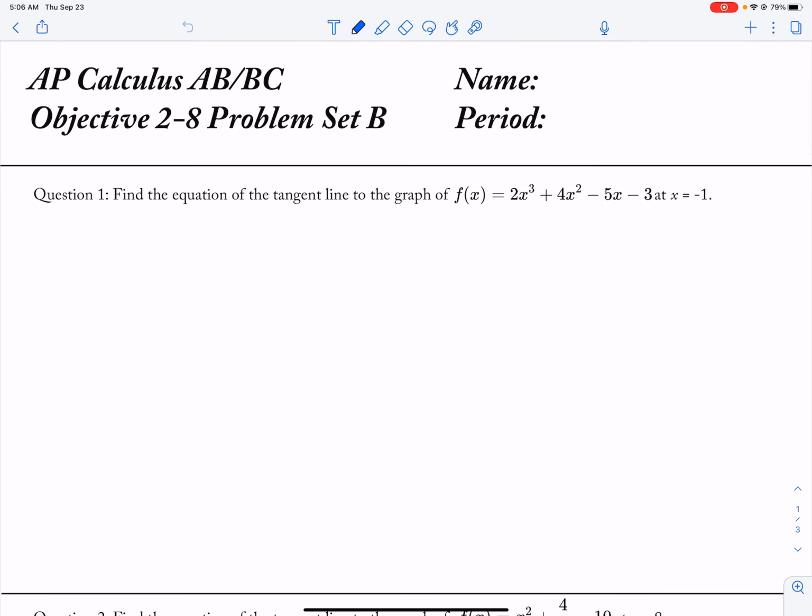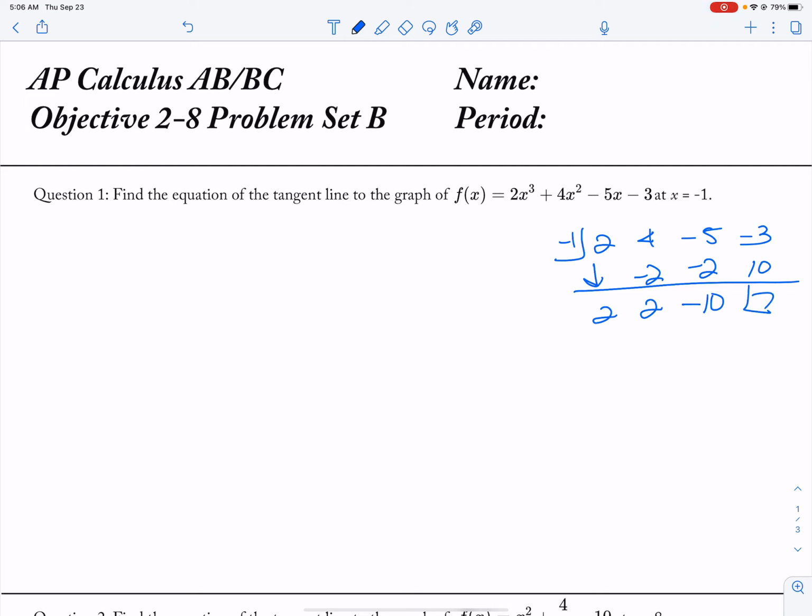So I'm going to take the derivative, and I don't have the y value. This is a very large polynomial. I would have used synthetic division. So I would have taken negative 1, 2, 4, negative 5, negative 3. 2, negative 2, 2, negative 2, negative 10, positive 10, so I get 7. So when x is equal to negative 1, y is equal to 7.